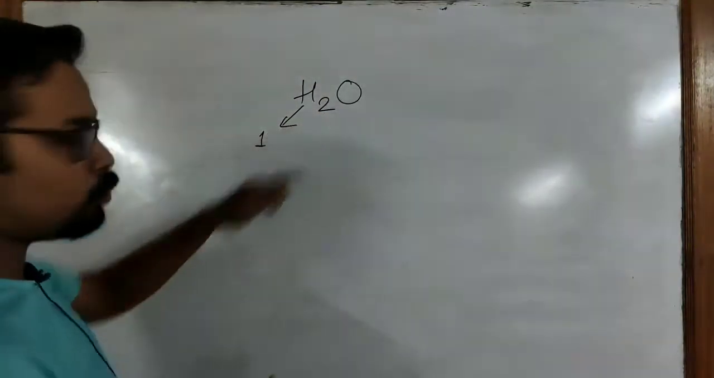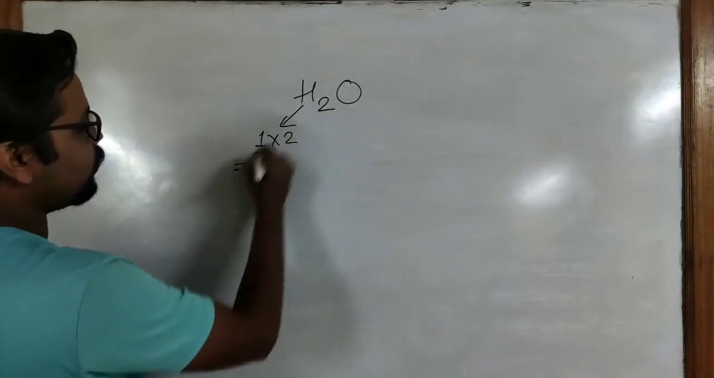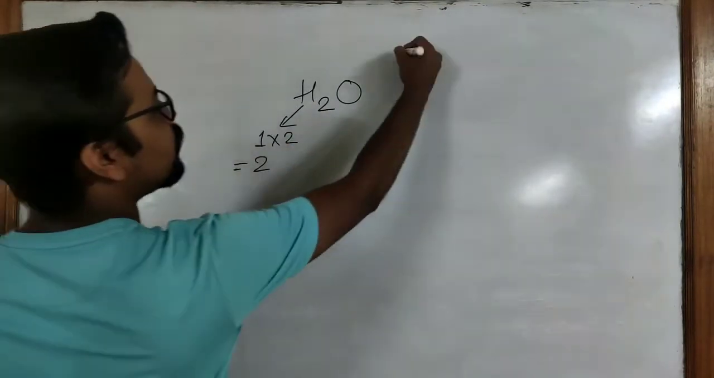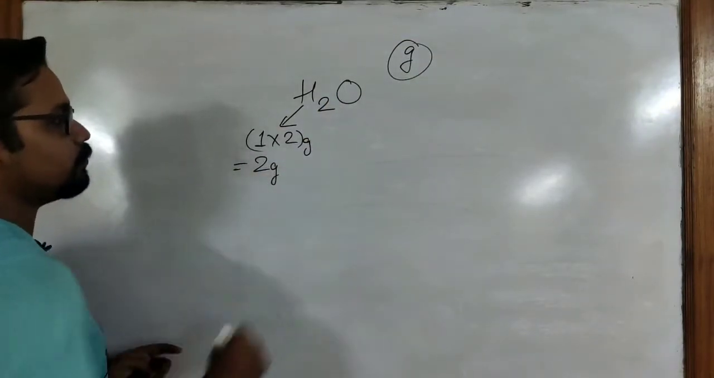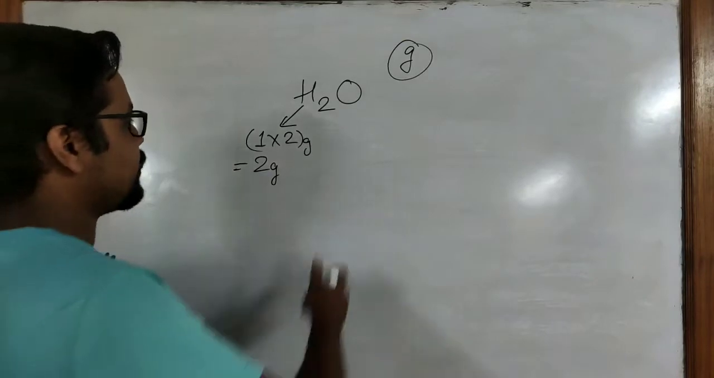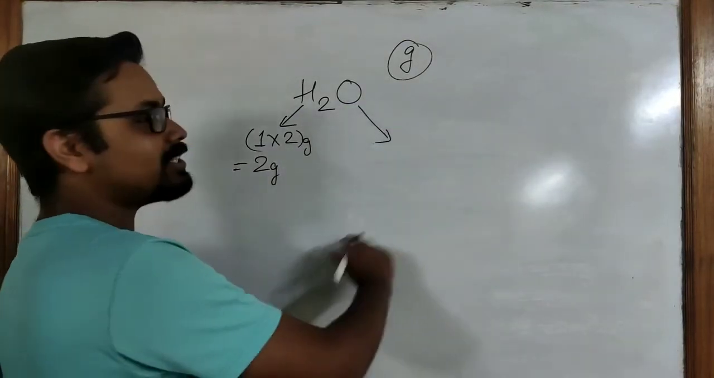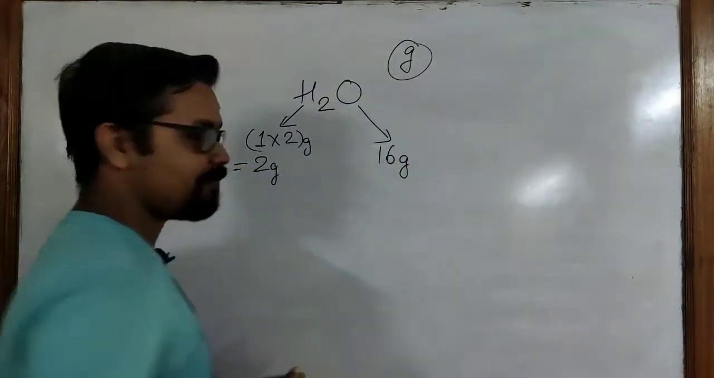How many hydrogens are there? 2. So it is 1 into 2, that is in water we have 2. Suppose we want to express it in gram. So suppose it is 2 gram of hydrogen in the water. Now what about oxygen? Oxygen's mass is 16 gram.